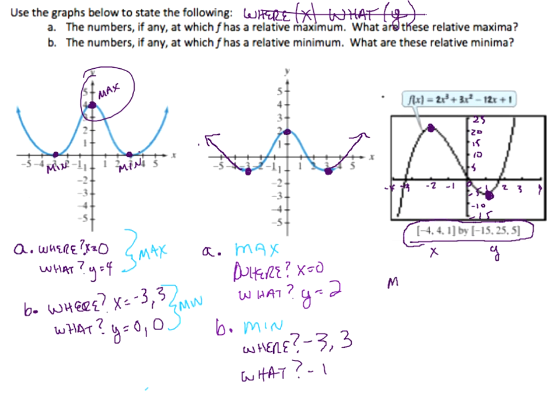I have a maximum here and a minimum here. My max, the where, is at -2. The what is about 20, it looks like. Min, the where, is 1. The what looks like about -5. You ready for me to move on?